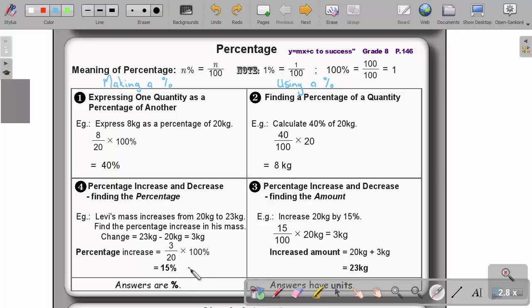So very important. We're going to look further into this, but this is how I classify percentage sums. Number 1 is expressing one quantity as a percentage of another. 2 is finding a percentage of a quantity. 3 is percentage increase and decrease, finding the amount. And now it's again, this is the reverse of this sum. Percentage increase and decrease, finding the percentage. Okay, let's move to that part.